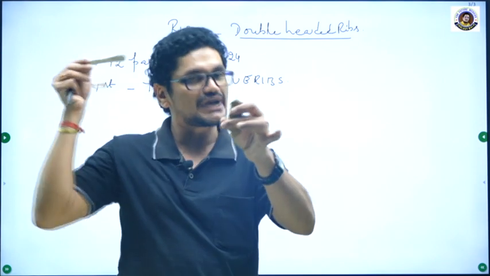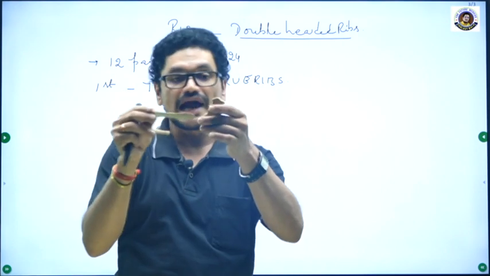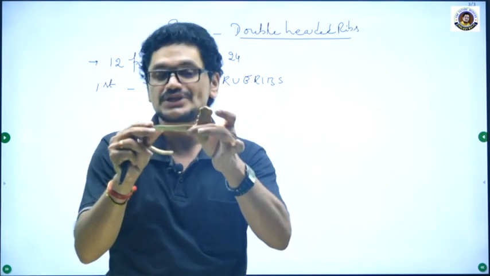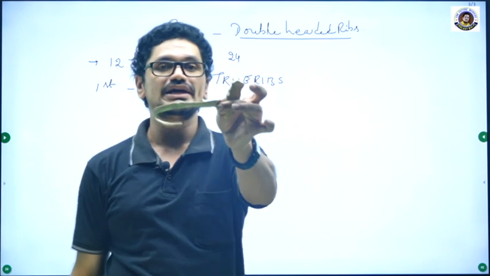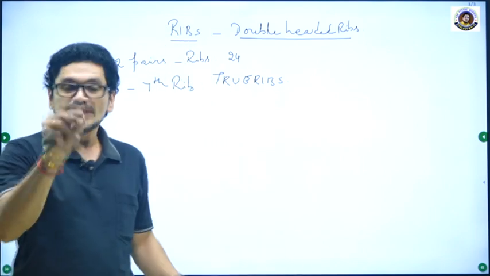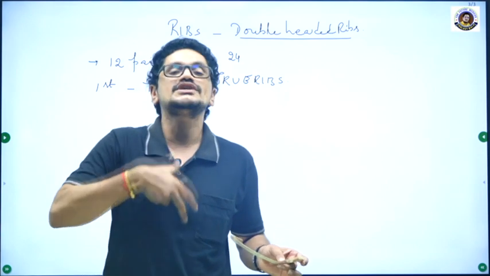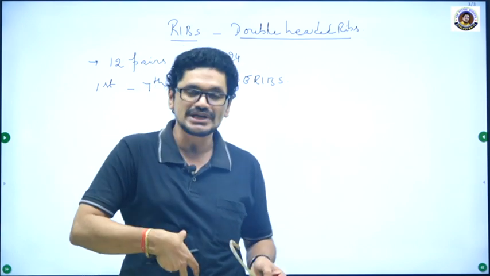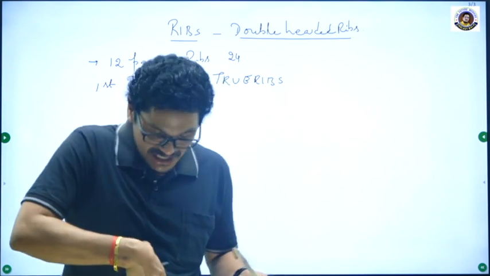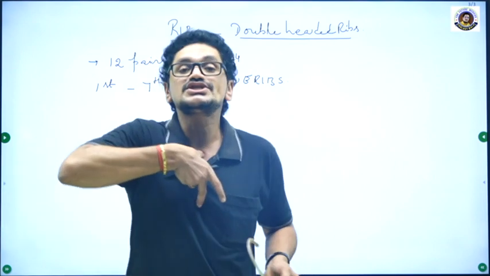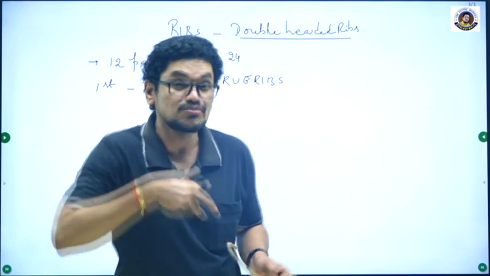On one side, they articulate with the vertebra. On another side, it articulates with the sternum. This is the articulation. One side means on the sternum side, on the ventral side. See, ventral side is always the stomach side, in case of human beings. I am talking about human beings. Ventral side is the stomach side. And here this is the sternum, which is called the breast bone.